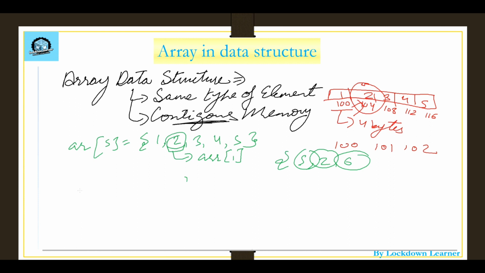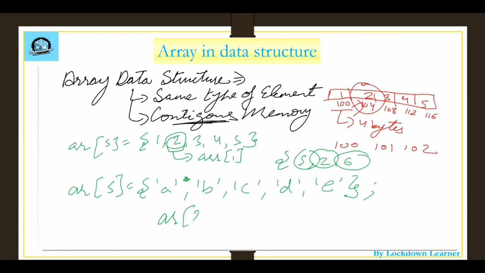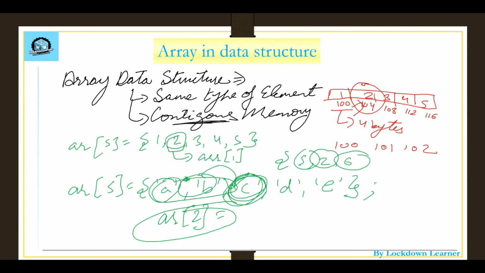Take another example of ARR of 5, in which we have characters: A, B, C, D and E. If I say you have to print C, what will you do? You will directly write ARR of 2 and print. If this array were unsorted, you would have to visit each node and then check. So this tells us that an array is helpful.